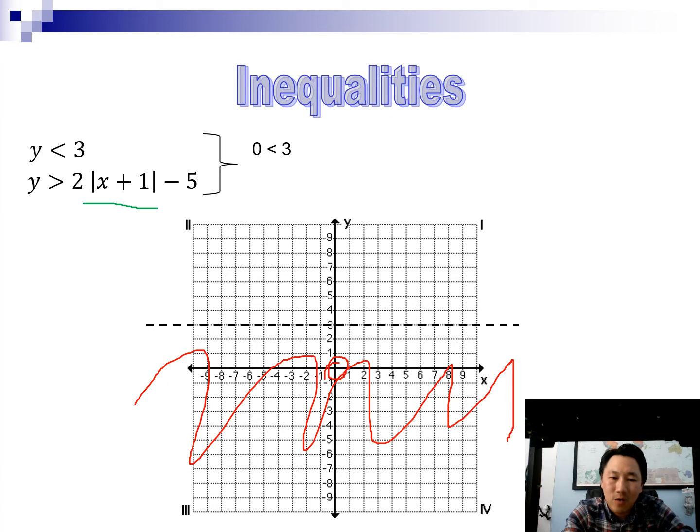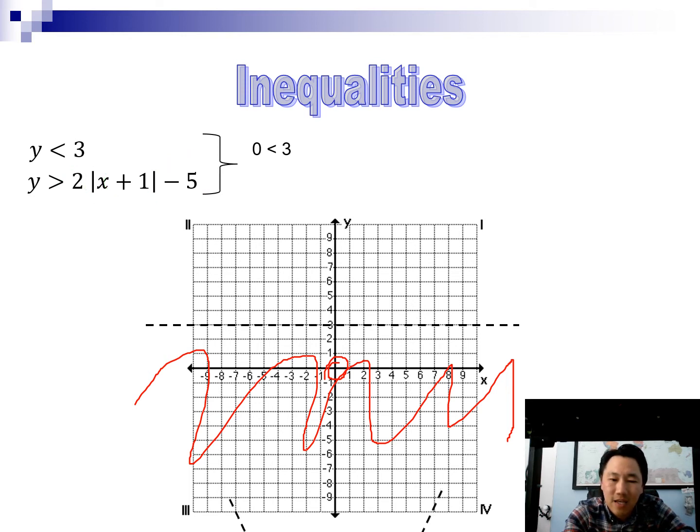Okay, and so to help you graph this, the one that's inside, that means it moves to the left one, and then this -5 means it goes down 5. So from the origin, go left 1 and down 5. And then finally this 2 is the slope. Up 2 over 1, up 2 over 1 on either side.